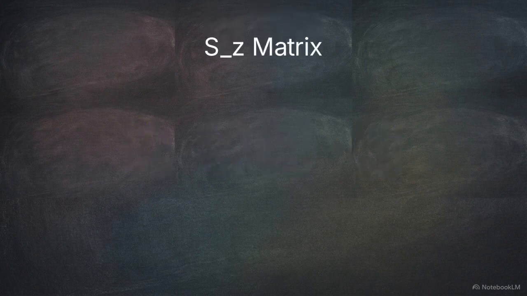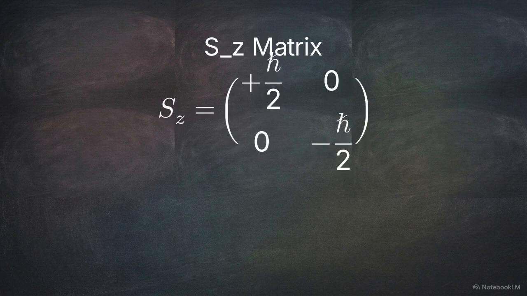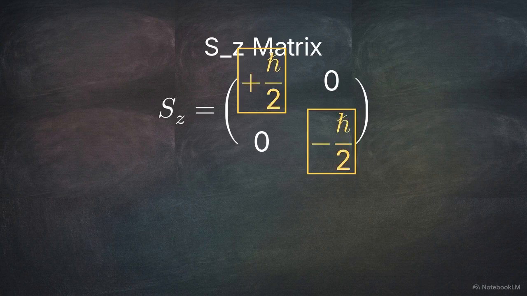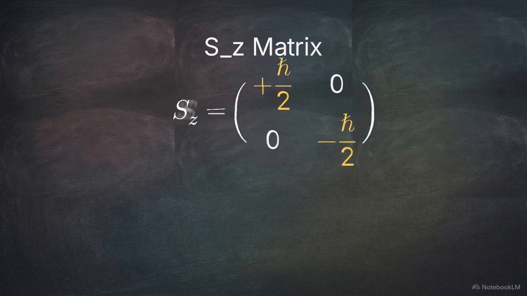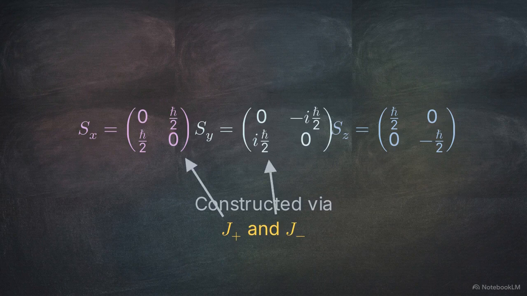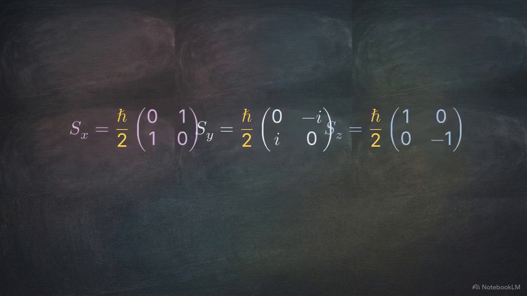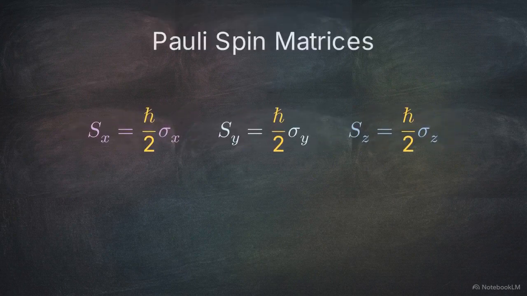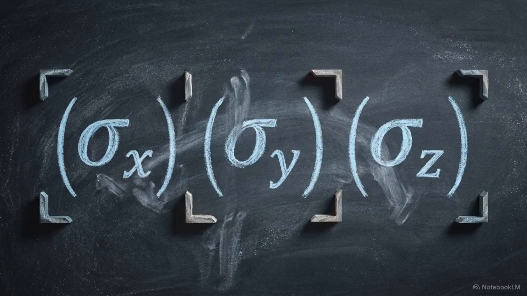We start by deriving the Sz matrix. Because our spinors are already the eigenvectors of Sz, with eigenvalues of positive and negative h bar over 2, the resulting matrix is perfectly diagonal. The Sx and Sy matrices cannot be diagonal because they do not share these eigenvectors. We construct them by running our two spinors through the J plus and J minus ladder formulas we derived earlier. Extracting the shared h bar over 2 scalar from these arrays isolates the Pauli spin matrices. These three Hermitian matrices encode absolutely everything that can be known or computed about an electron's spin.